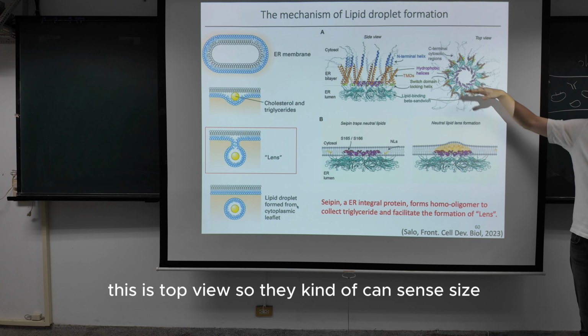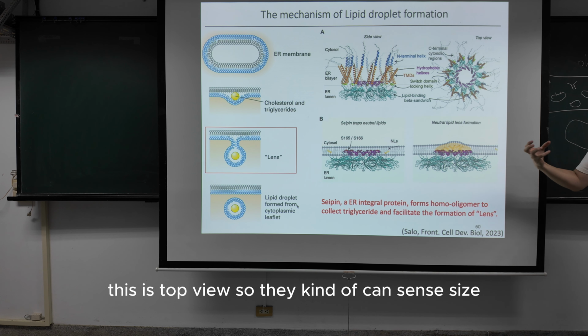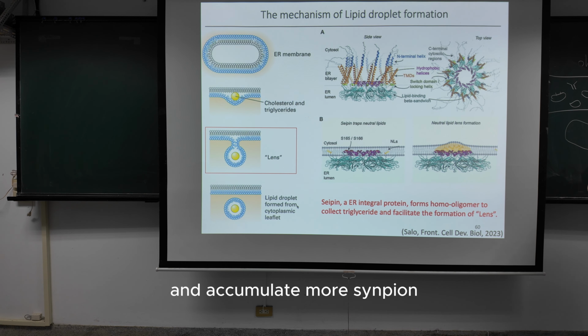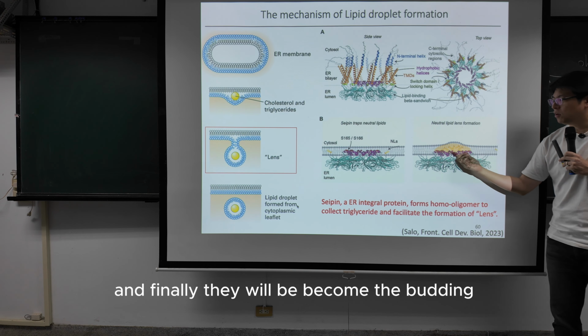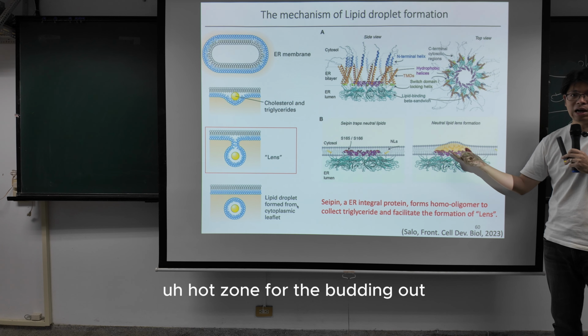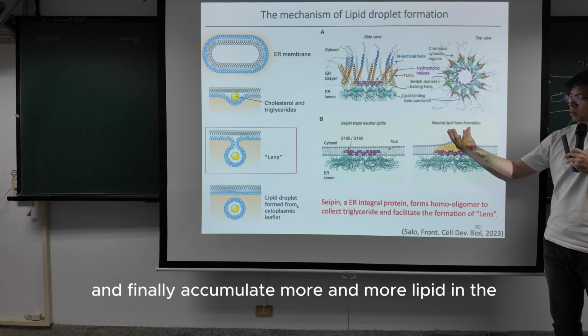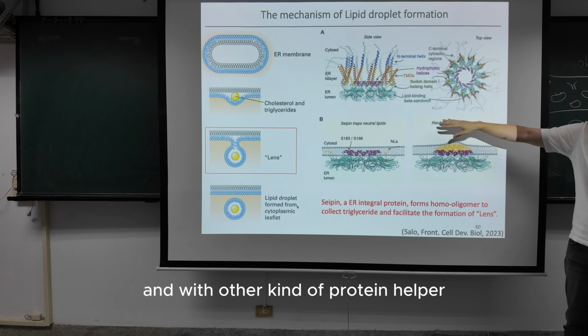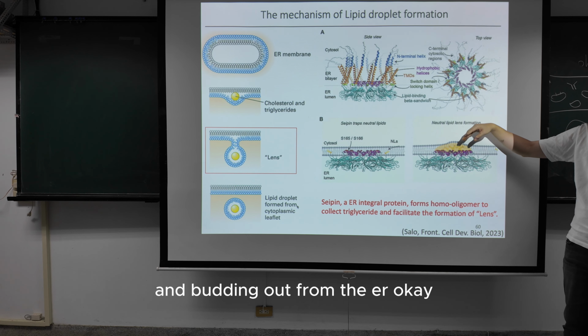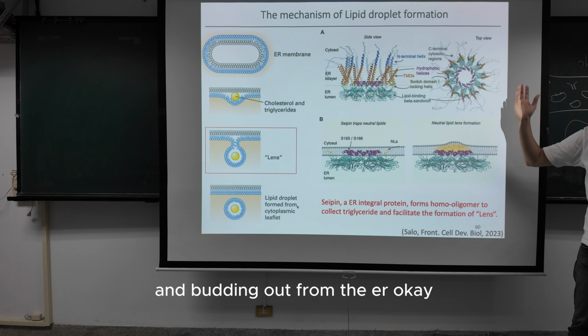This is the top view. So this forms a positive feedback loop. They will accumulate more lipid and accumulate more Seipin. And finally, they will become a budding hot zone for the budding out. And finally, they accumulate more and more lipid. And with other protein helpers, they can form the lipid droplet and bud out from the ER. Okay.